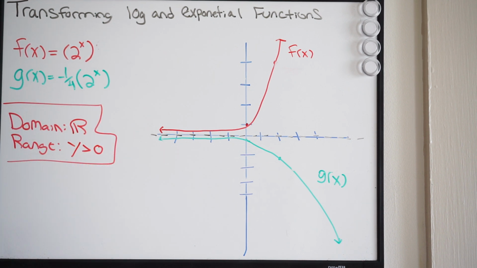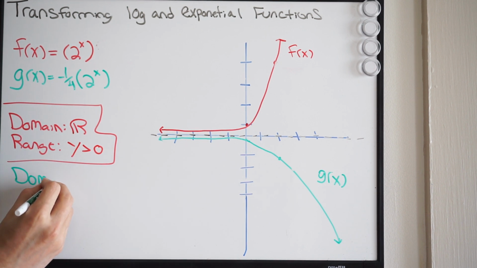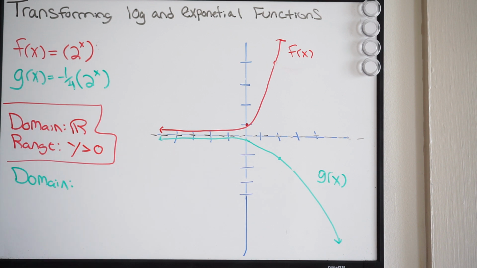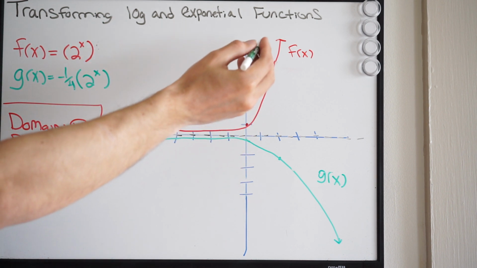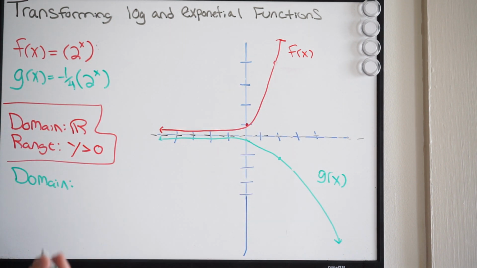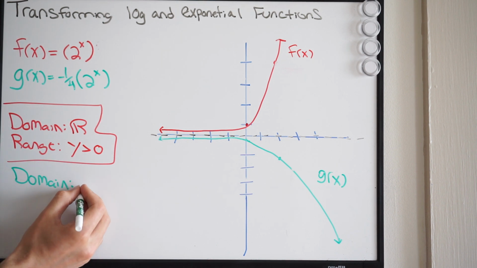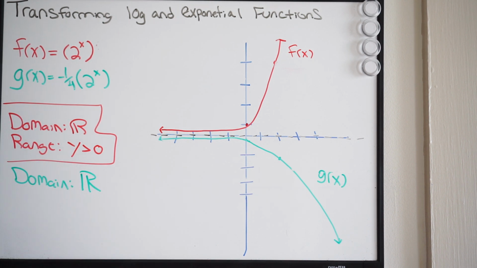Well, let's find the domain and range for g of x. So looking at the domain here, what is that going to be? Again, draw a vertical line for the domain. Again, no matter where I draw that vertical line, I'm going to hit g of x. So, just like f of x, it's going to be all real numbers. How about the range?